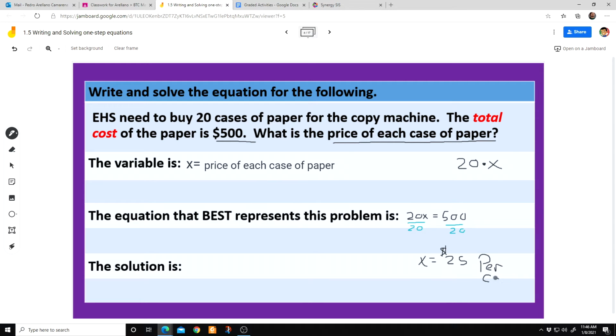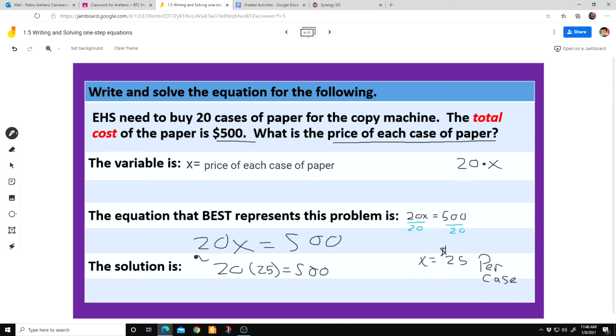So what did we just solve here? Well, we just solved that if you have 20 cases of paper, each case is $25. And how can you check your work? Well, we can plug this back into our equation. We have 20x is equal to 500. Let's plug in the 25 for the x. So 20 times 25. There it is. And we do, in fact, get 500. So now we know that we did everything correctly.